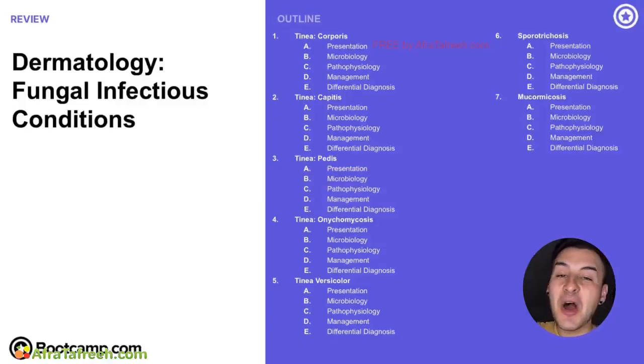Today we're going to be talking all about fungal infections of the skin, so go ahead and take a look at the outline over here. One thing I want to mention, our first 4 cases of the day are all going to be about dermatophyte infections, and the last 3 are going to be fungal infections of other types. So without further ado, let's get busy.